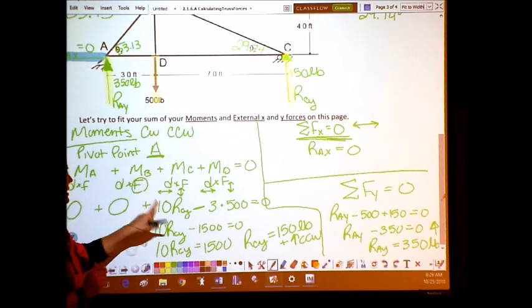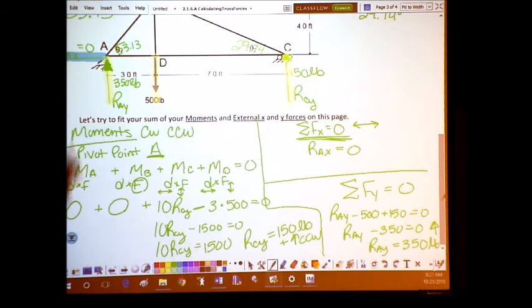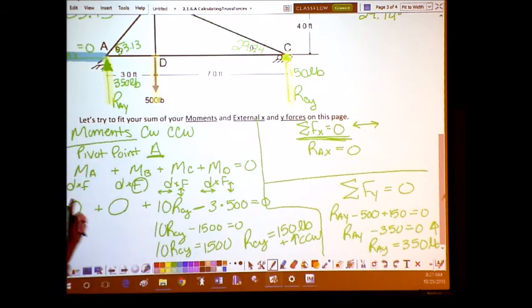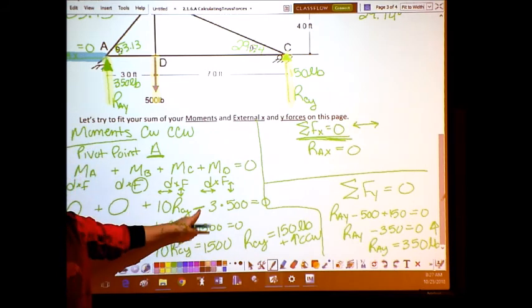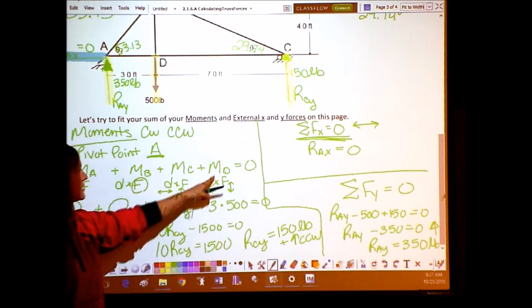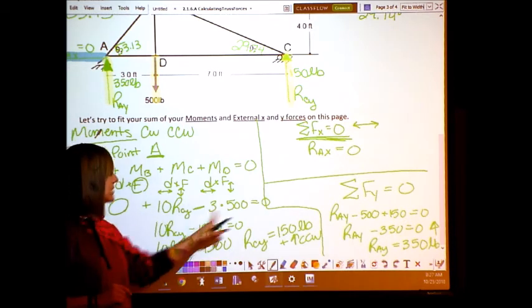And then C had a distance of 10 and an up and down force of RAY from A. And then D had a distance of 3 from A and a down force of 500. It was negative. Why was it negative? Why was this moment at D negative? Not because it went down. Remember, we're in moments. Because down made it go clockwise, so that's why that was negative.